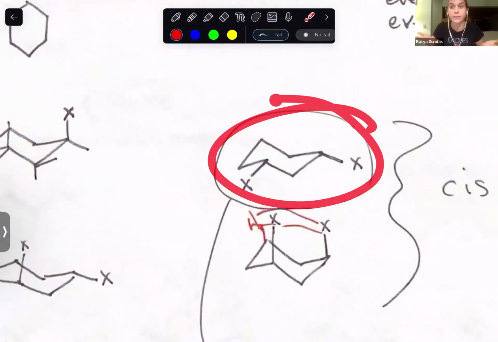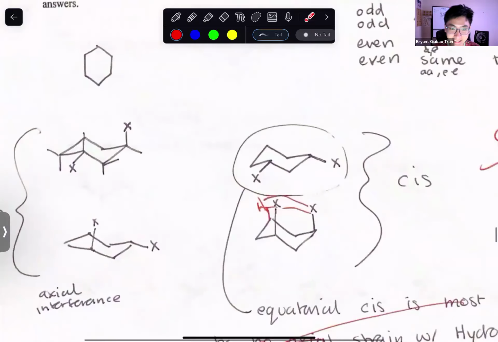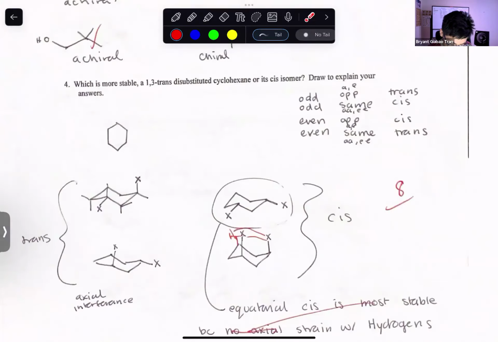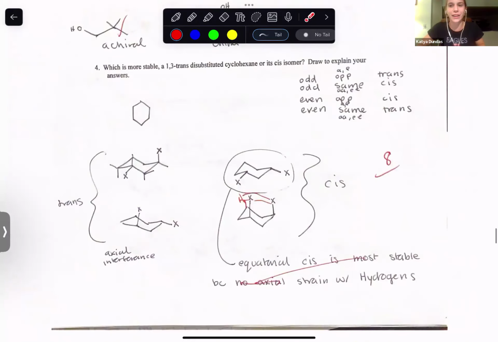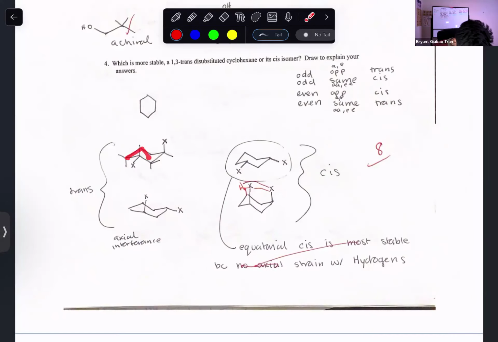It's not like is it cis or trans? It's like is it equatorial cis or is it axial cis that we're talking about. And he said I needed to be more specific. I literally wrote equatorial there. Right. So okay, I'll ask him about that one. Actually, I'm not gonna ask him. And your chairs look so nice.